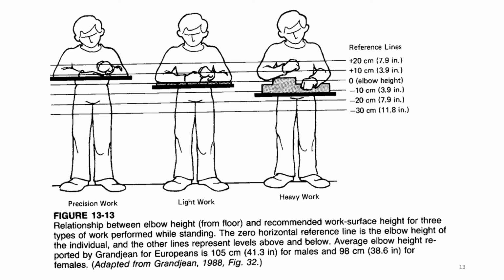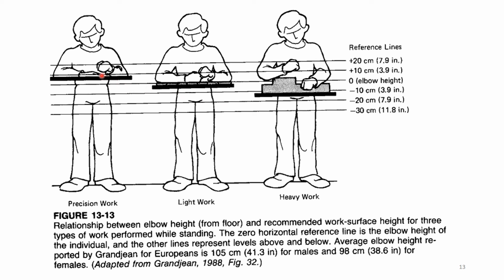So this is a figure showing three different people doing different kinds of jobs. There is a reference line which is drawn at 0 degrees, and this is the zero line, and this is 10 centimeter above it, this is 10 centimeter below, 20 centimeter above it, and 20 centimeter below, and 30 centimeter below. Based upon this figure, you can see that precision work requires the elbows to be much higher when compared to heavy work.